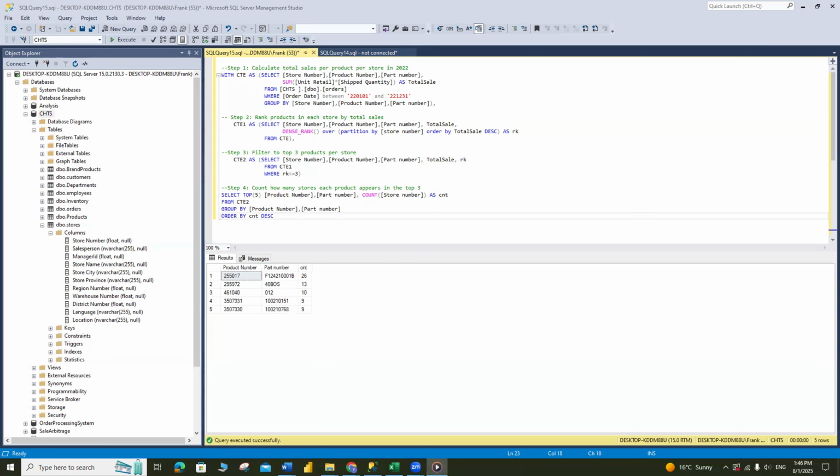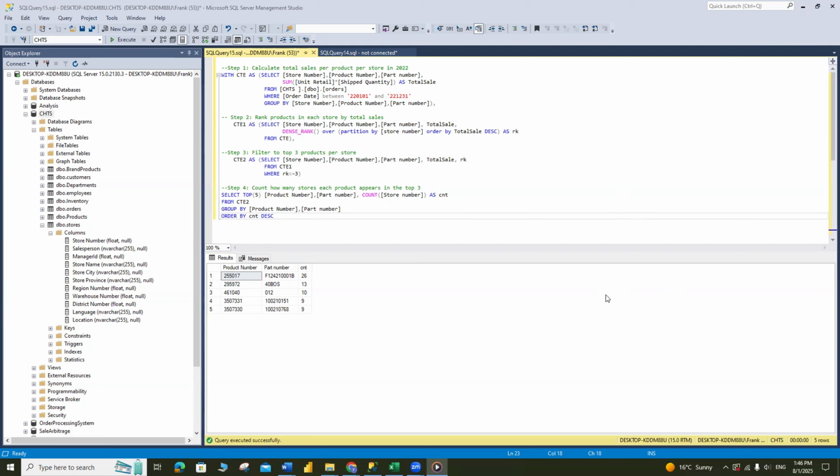Key takeaways. Instead of just looking at global sales totals, we focused on relative performance within each store. This approach surfaces consistently high-performing products, even if their overall volume is modest. These insights are great for inventory planning, promotion strategies, product placement.